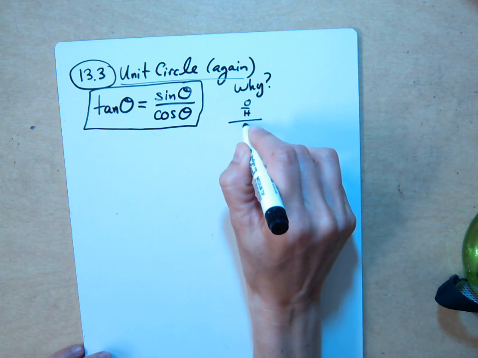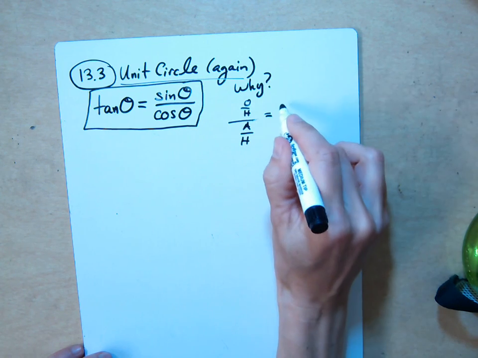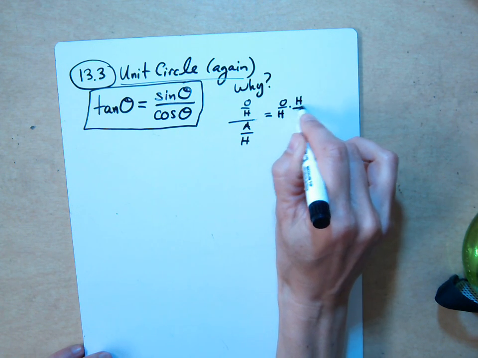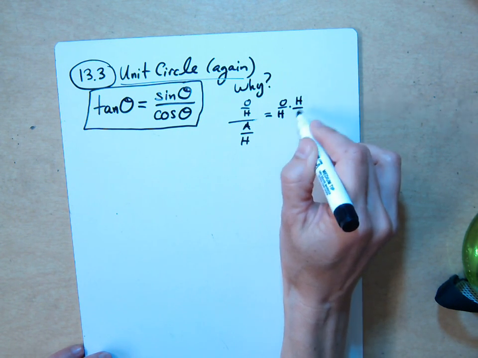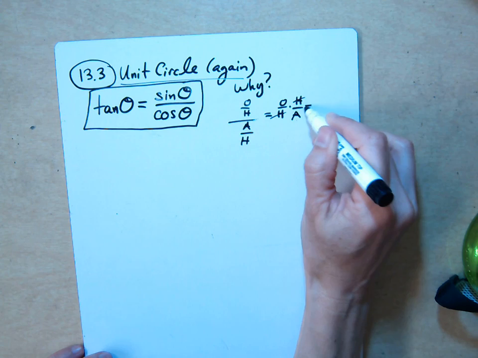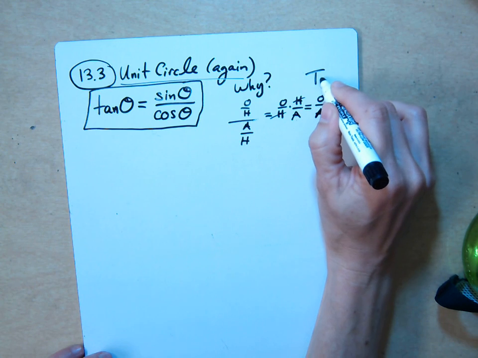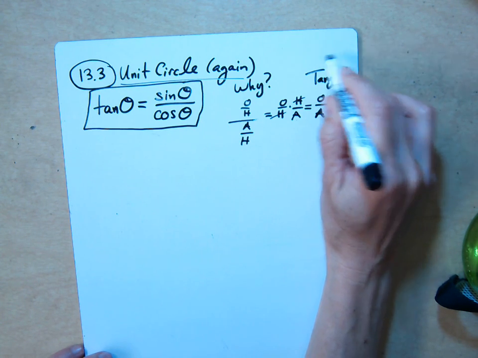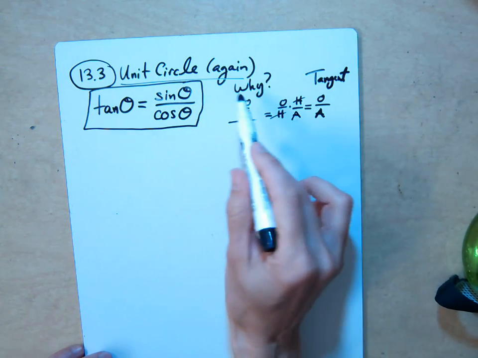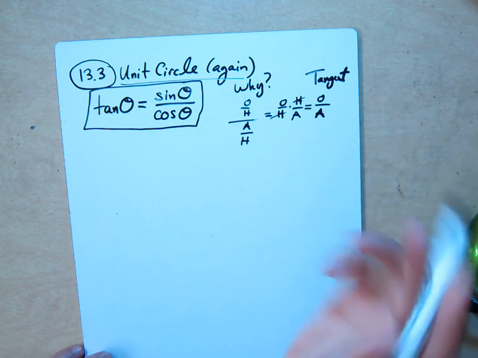The cosine is adjacent over hypotenuse. When you do the math there, when you divide by a fraction, it's the same as multiplying by the reciprocal, so you get O times H over A H, and the H's cancel, and you get O over A. And where do you know O over A from? That is the tangent, TOA. Tangent is opposite over adjacent. That is why. So sine is opposite over hypotenuse, cosine is adjacent over hypotenuse. When you divide two fractions, you multiply by the reciprocal, and there you go.